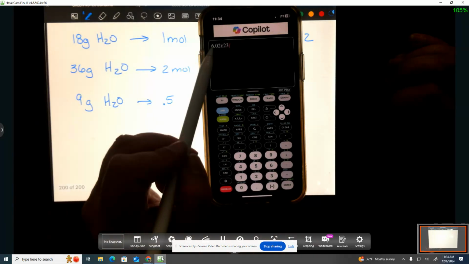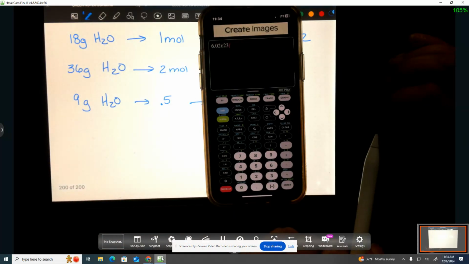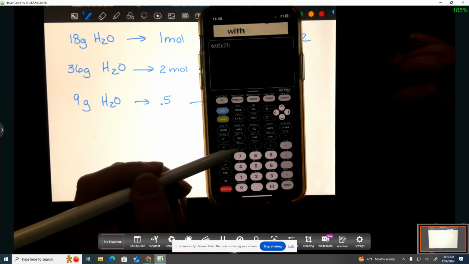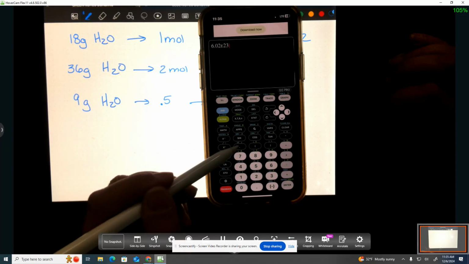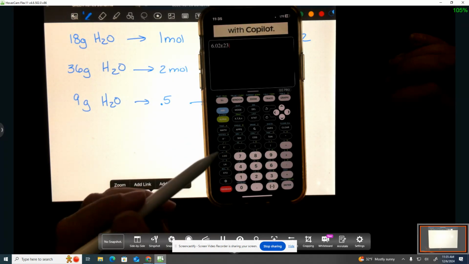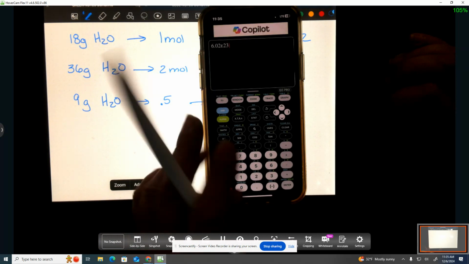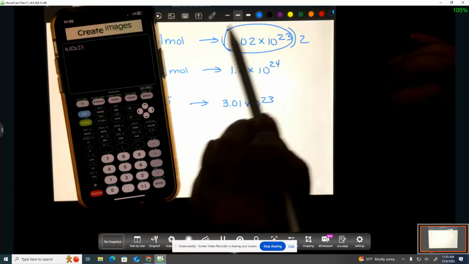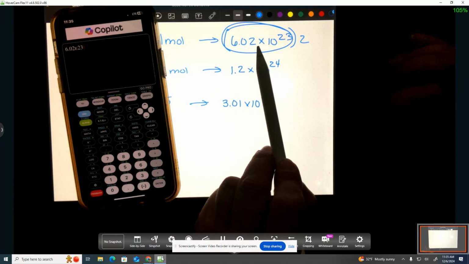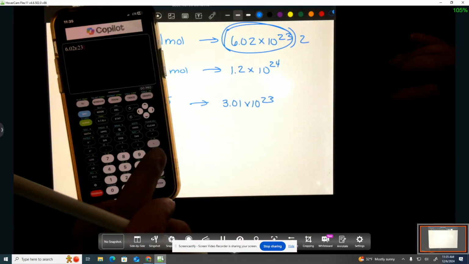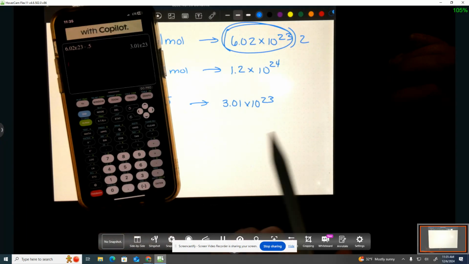So when you put in 6.02 E23, it should be right above the 7. You might have to hit second E. It says EE. Do you see it? Okay. That number is Avogadro's number right here, 6.02 times 10 to the 23rd. That's the E, times 10. Now hit times 0.5.